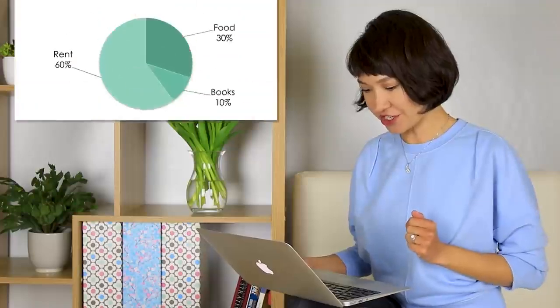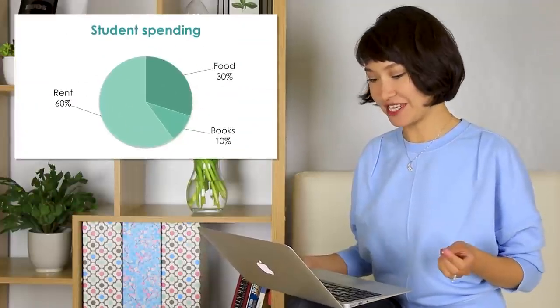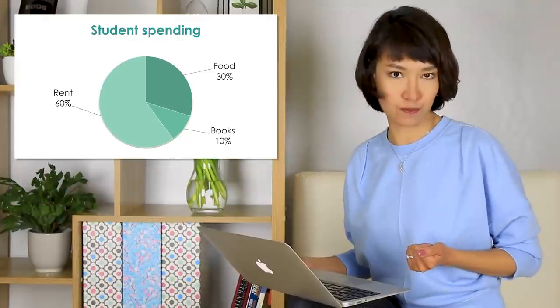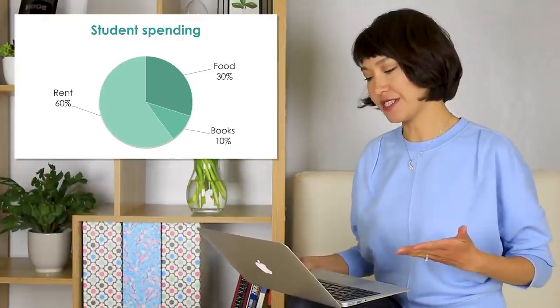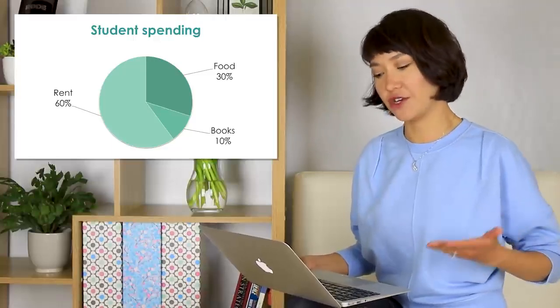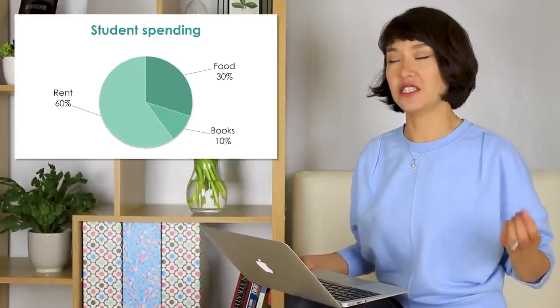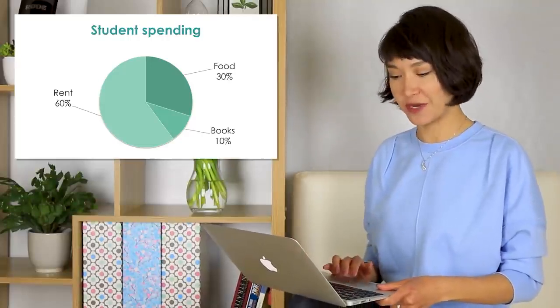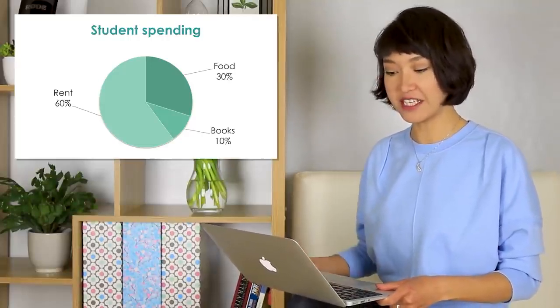Here is a pie chart. Student spending, or what students spend their money on. Of course, we could say students spend 60% of their money on rent and 30% on food, but that's boring and too simple. Here are some more interesting ways to talk about percentages.